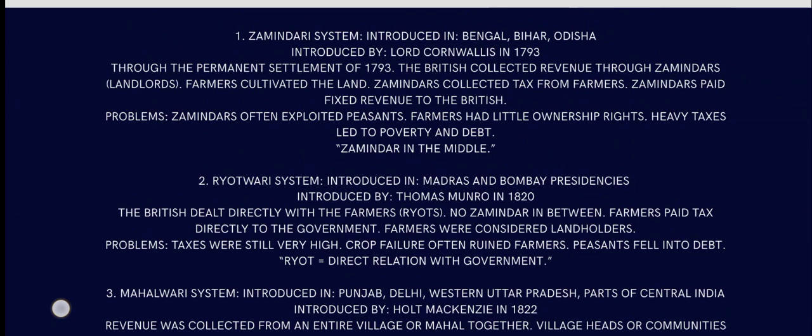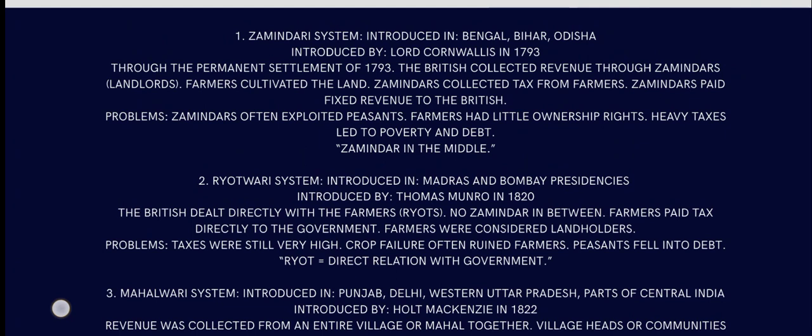Problems were that Zamindars often exploited peasants. Farmers had little ownership rights. Heavy taxes led to poverty and debt. The whole thing you can understand simply: the Zamindar was in the middle, working as a middleman in this system, the Zamindari system. Then comes the Rayatwadi system, that we get in the options.